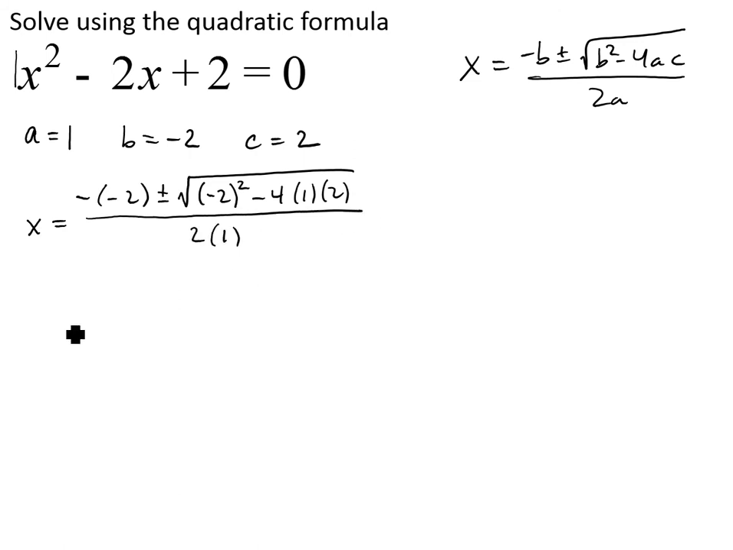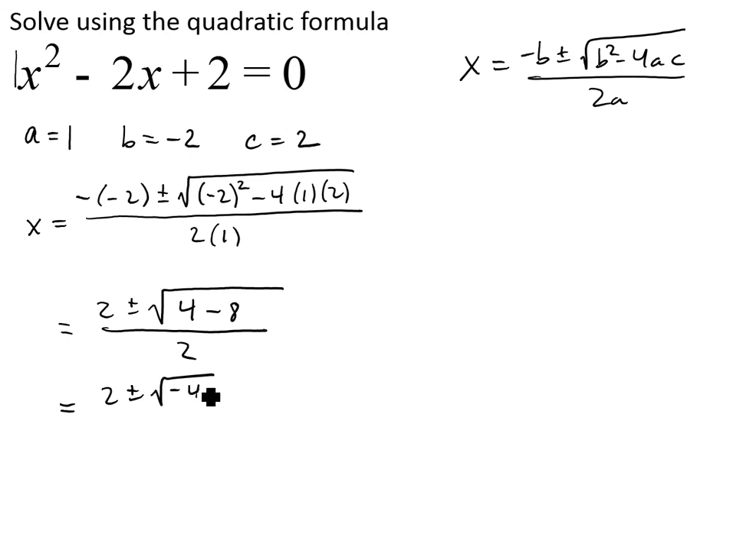Now let's just go ahead and simplify, again starting with the expression inside that square root. So out in front here we have +2. We got to make sure that we simplify our square root part completely before we start canceling. So inside that square root we have 4 minus 4 times 1 is 4 times 2 is 8, over 2. So that's a 2 plus or minus the square root of -4. So 4 minus 8 is -4.